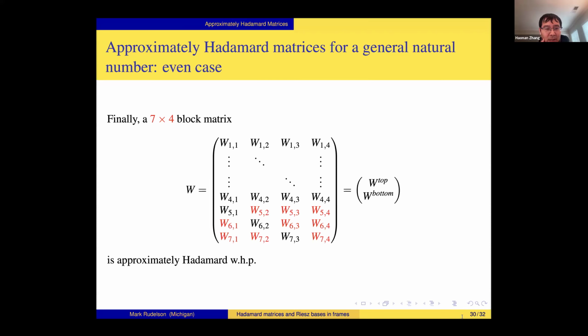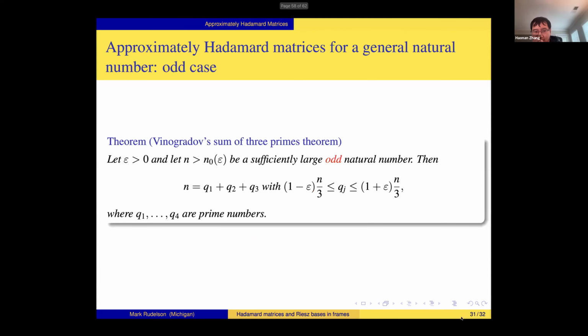Could you please comment a little bit about the odd case? What would be the similarity and what would be the difference? Yes. The difference is we try to repeat the same thing. But there is some theorem, Vinogradov's three primes theorem, for the odd case. Actually, this is why it is called three primes. Any odd number is a sum of three primes.